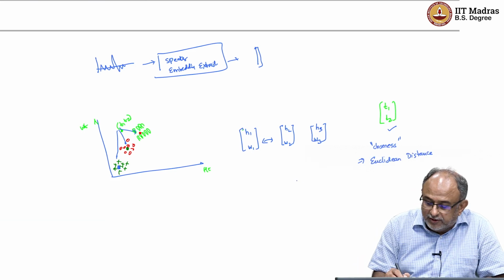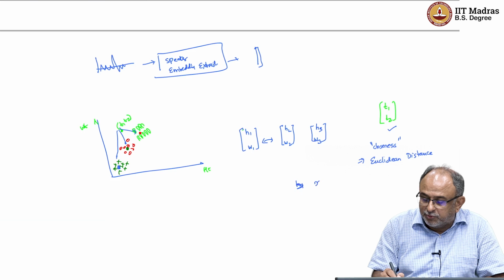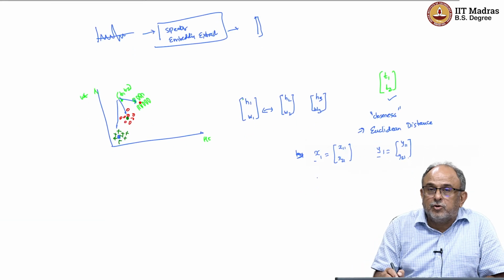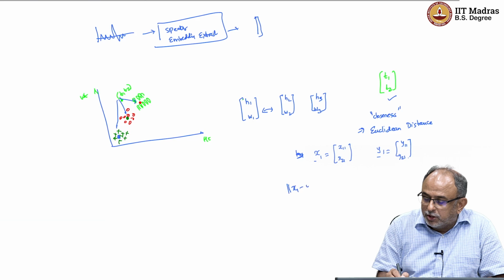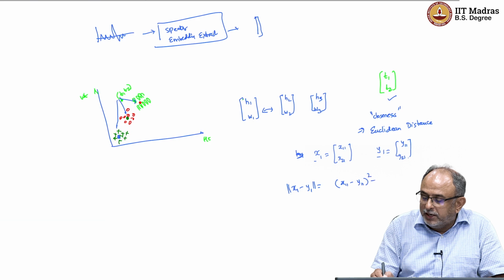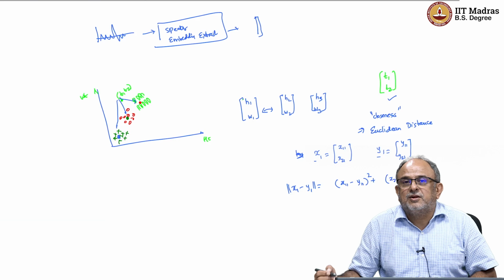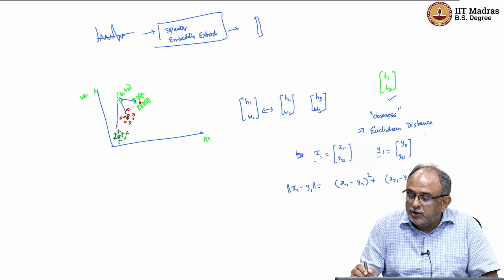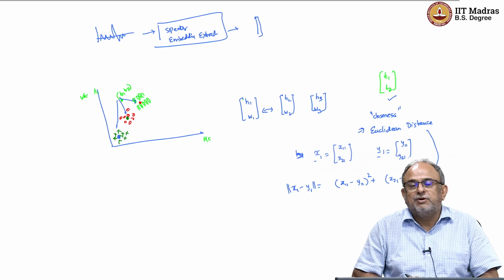If I have two vectors, let us say x1, which had measurements x11 and x21, and another vector y1 which was y11 and y21, then we say that the closeness is nothing but this norm that we are talking about. Which is nothing but the square root of (x11 minus y11) squared plus (x21 minus y21) squared. That is basically the length of the difference between the two vectors. This is called the Euclidean distance. This is one way of measuring.